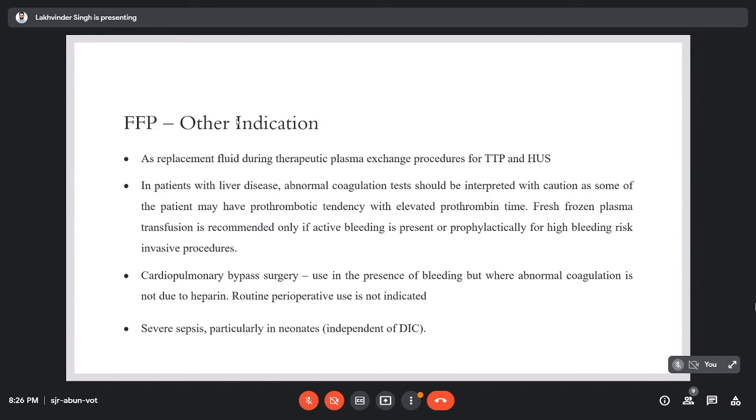In cardiopulmonary bypass surgery, it is used in the presence of bleeding only, not prophylactically, or where abnormal coagulation is not due to hepatitis. In neonates, sepsis, because sepsis will cause acidosis and hypothermia in neonates. They're very prone to get intracerebral bleeds. So in neonates with sepsis, if the patient is having hypothermia, you may consider giving them FFP.